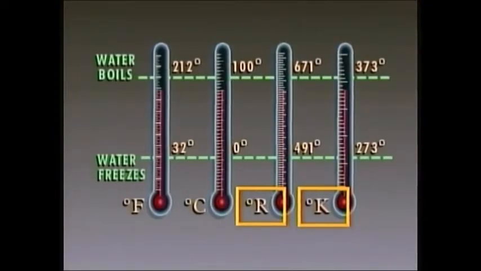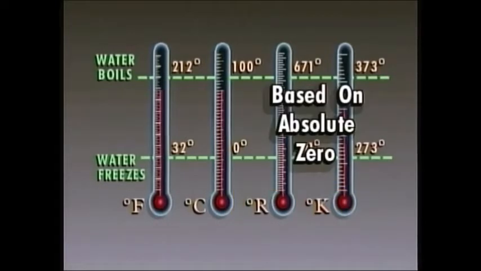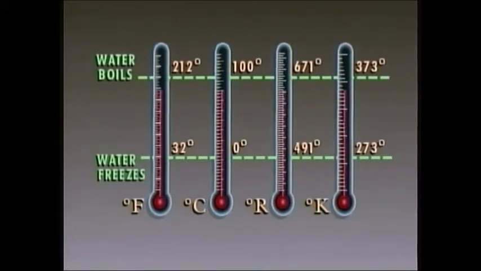These two are less common in industrial applications than Fahrenheit and Celsius, but they are sometimes used, especially in processes that operate at extremely low temperatures. Both the Rankine and Kelvin scales are based on the concept of absolute zero. Absolute zero is the theoretical point where all molecular activity stops. You'll find additional information on the Rankine and Kelvin scales in your workbook.